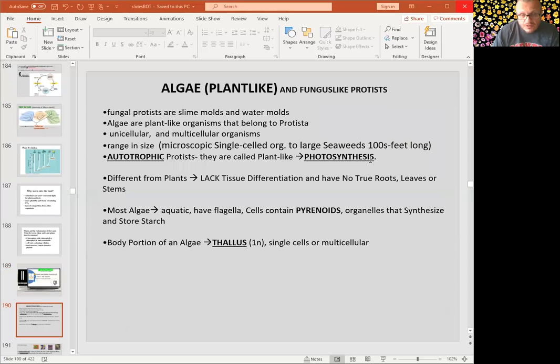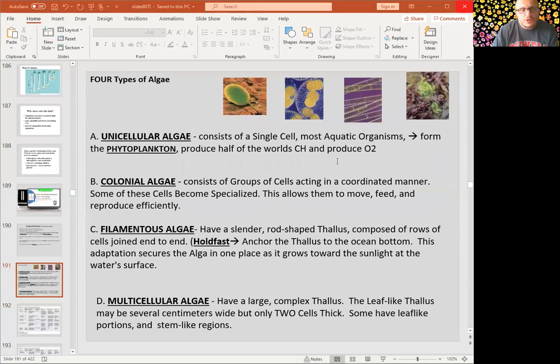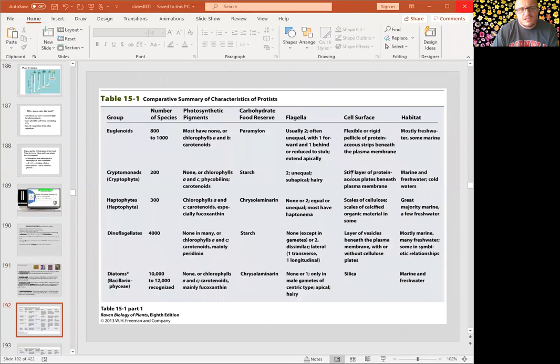So algae can be plant-like or fungi-like. Some of them are autotrophic, they can do photosynthesis. Algae are very simple organisms. Green algae specifically are more closely related to plants. Some algae are unicellular, having single cells like phytoplankton. Some live in colonies, some are filamentous, and other ones are multicellular.